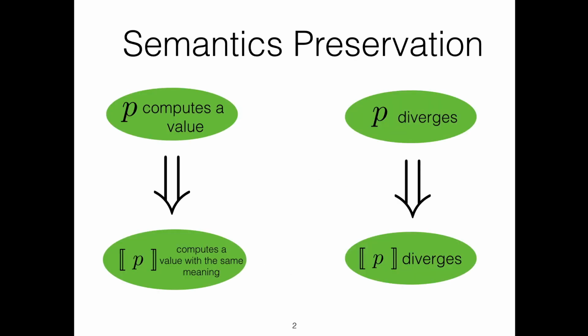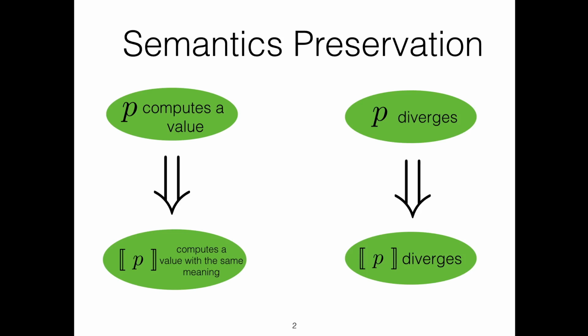Typically, to prove that a transformation is correct, we show that it preserves the semantics of a program. In the context of this talk, this means that if a source program P computes a value, then its translation, denoted P in double brackets, computes a value with the same meaning. If the source program P diverges, then the translation of P should also diverge.